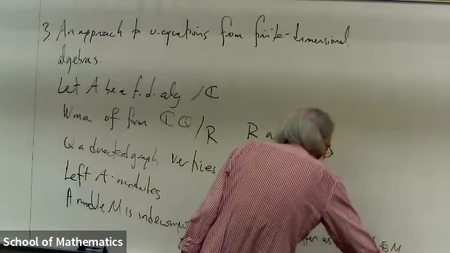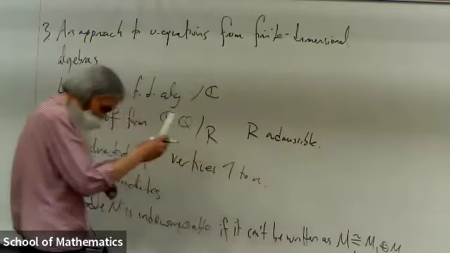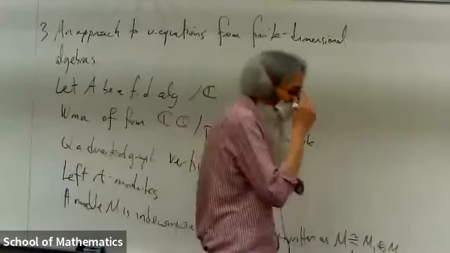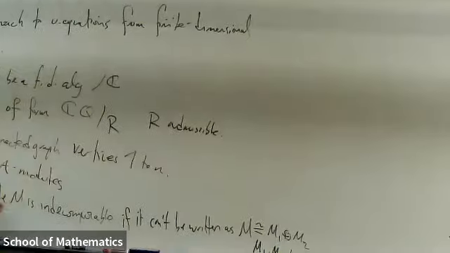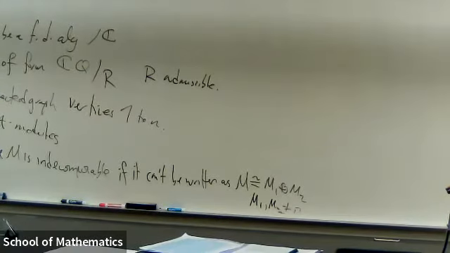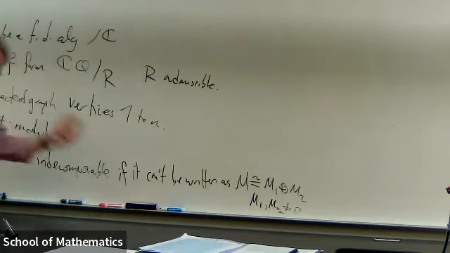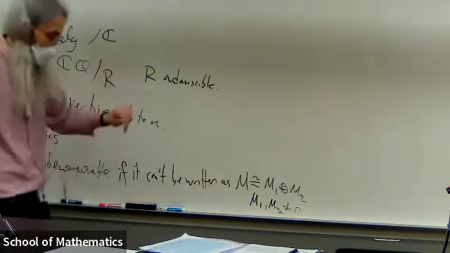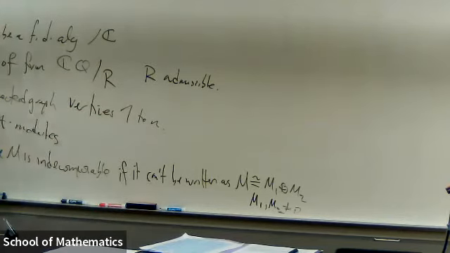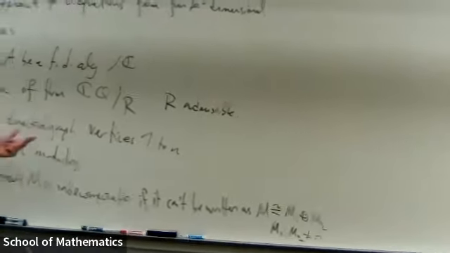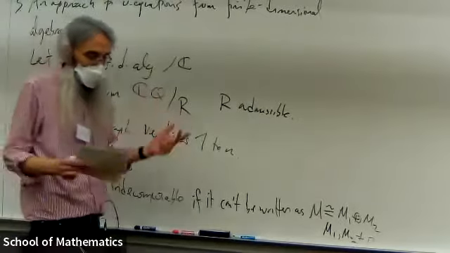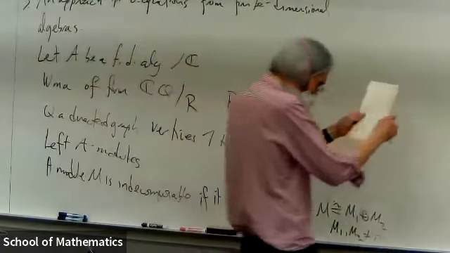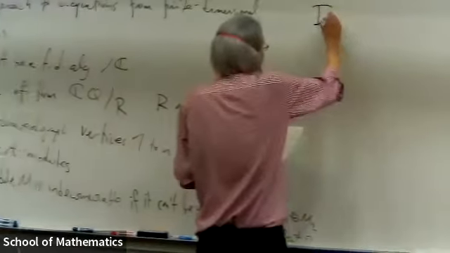Okay, so I'm going to take the indecomposable modules as my ground set, and I'm going to define some new equations that way. Eventually we will get back to the connection to surfaces and the U equations that we already saw for the disk. So my ground set is going to be I.